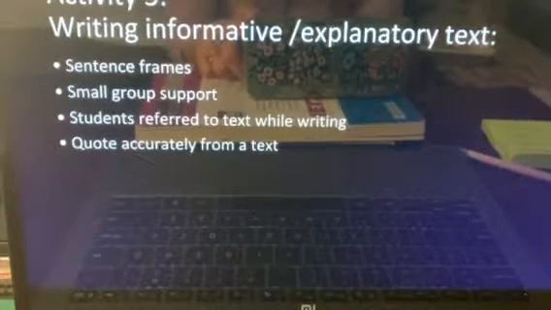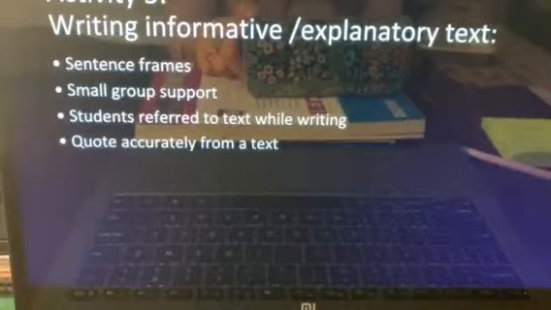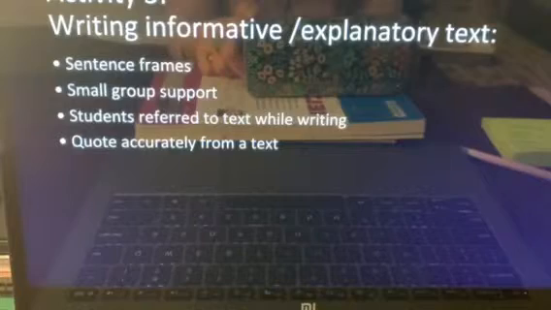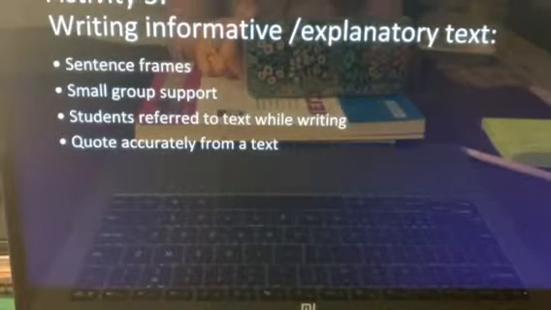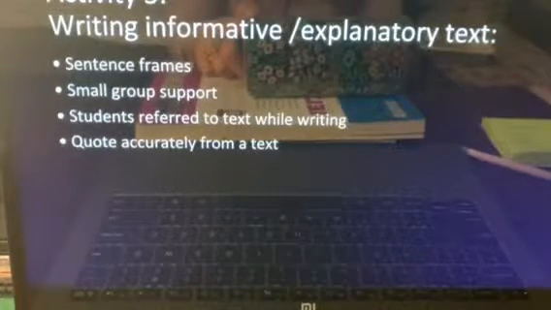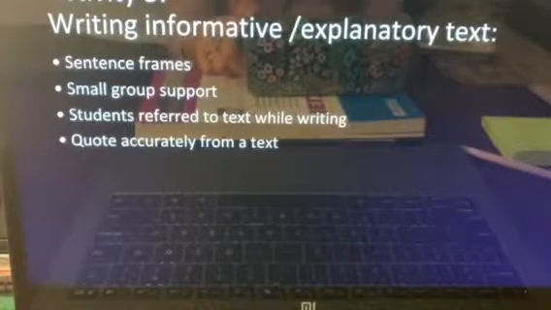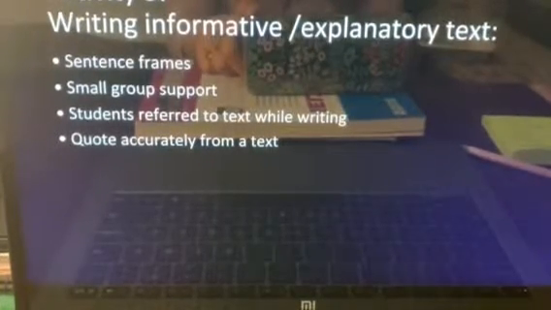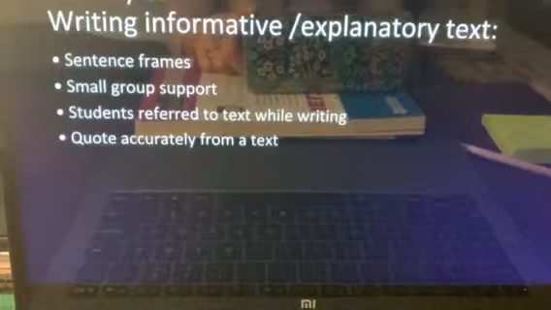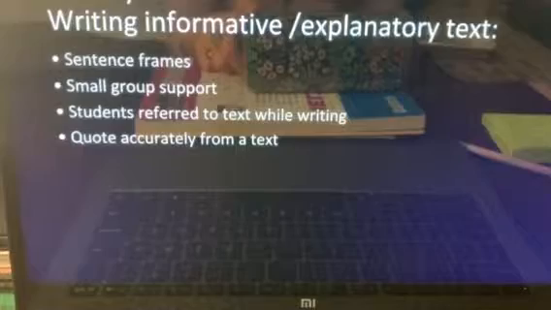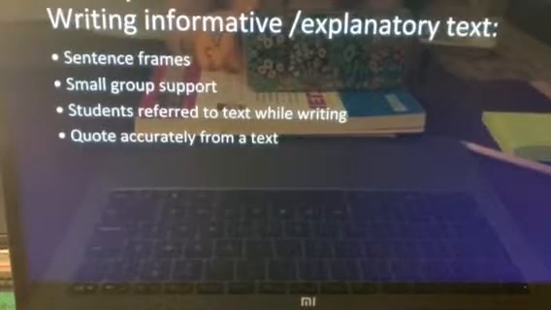The fifth activity, students will work in groups. There will be some small group support. There are some sentence frames they will include in their writing, and the students will refer to the text while they're writing and quote accurately from the text.